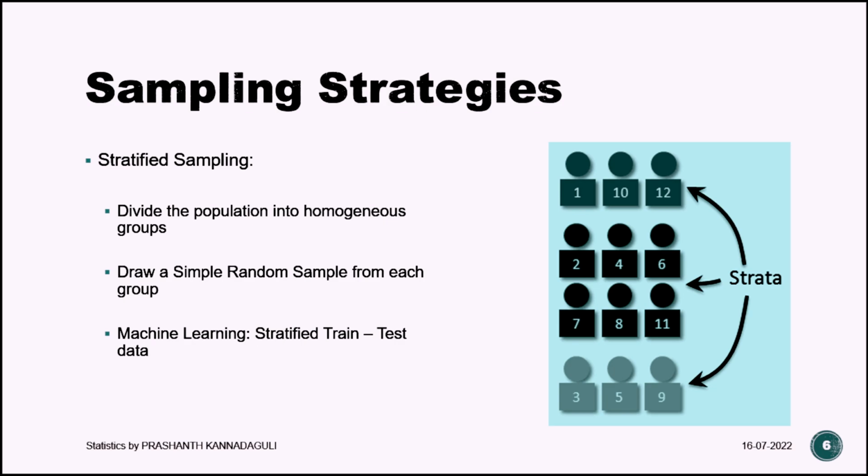Maybe you can do it in any other way also. That's also going to work. But the idea is that you divide the population into smaller groups, and within each group you sample at random. This is considered to be slightly more effective. So I hope the idea is clear.